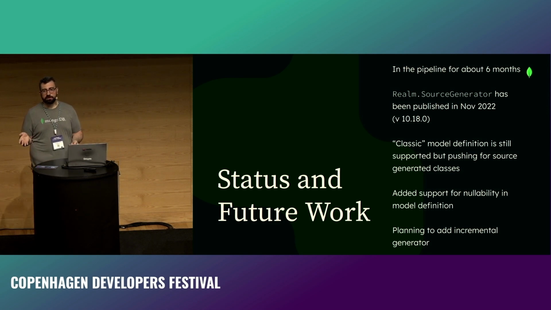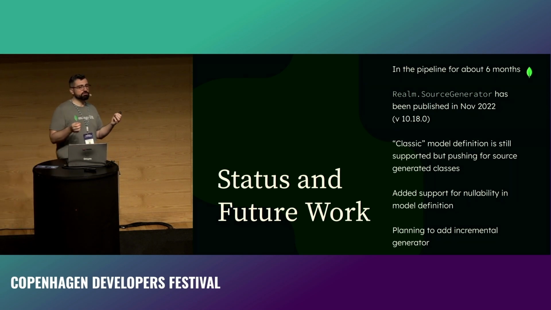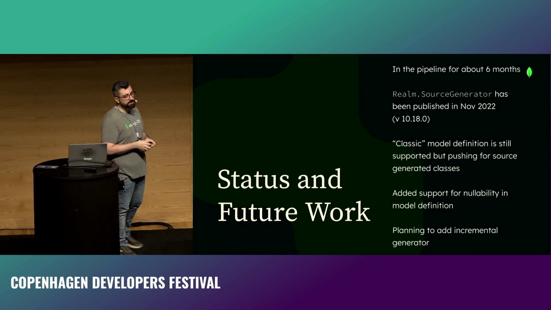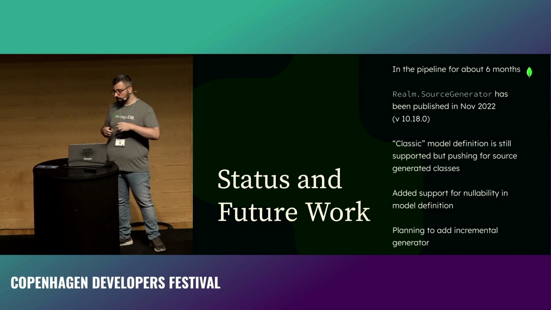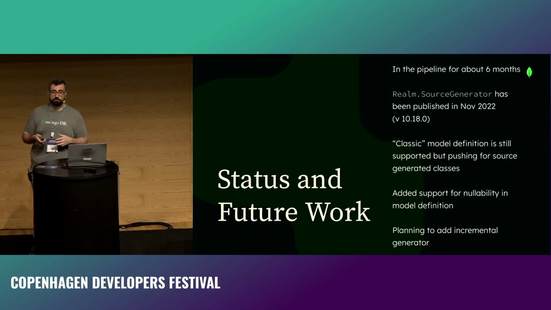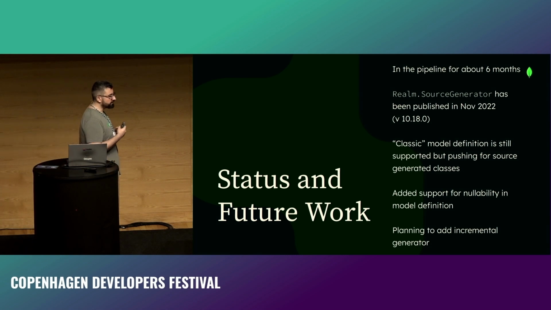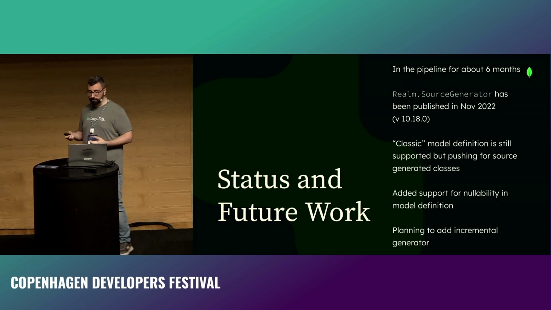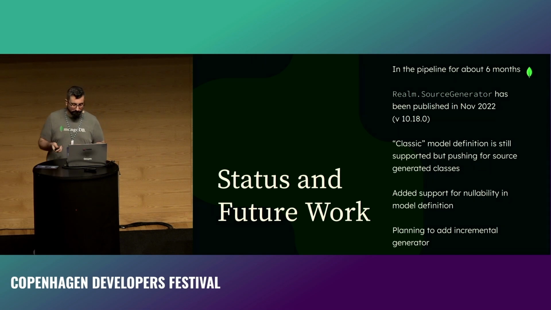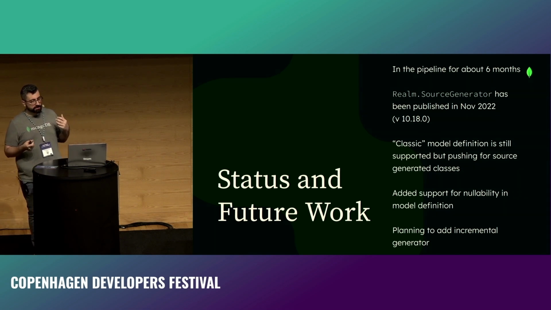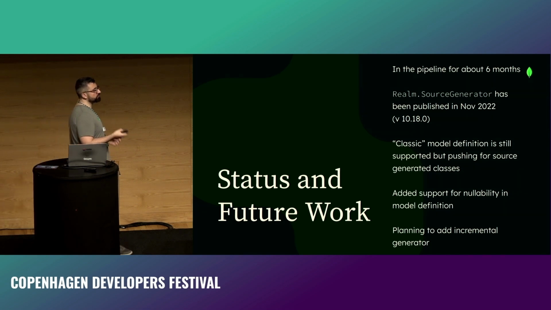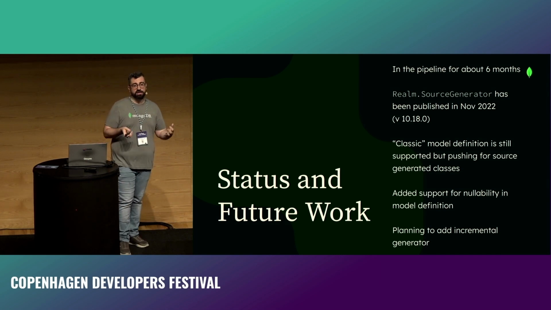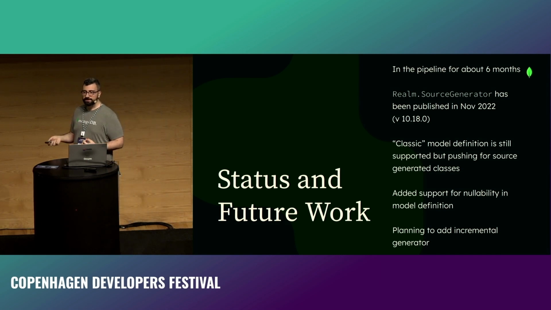If you look at it nowadays, it doesn't exist anymore, because we decided to add the source generator directly into the base library. We still support the classic model definition, but we are trying to push developers to use the new source generated approach. And overall, this allowed us to add new features to the SDK, like, for example, support for new data types and for nullability in the model definition.